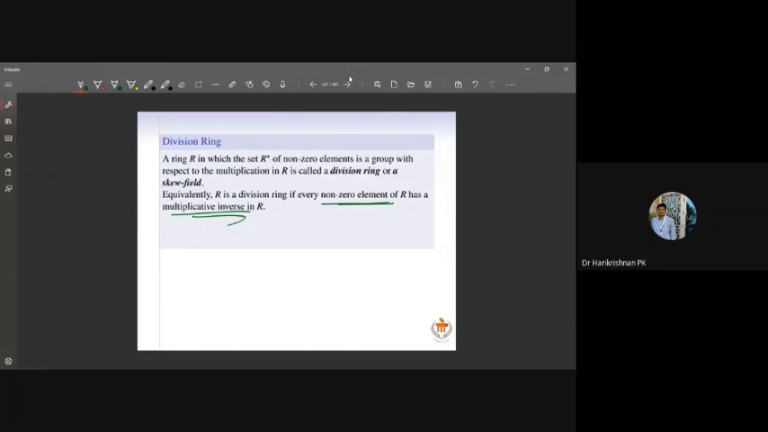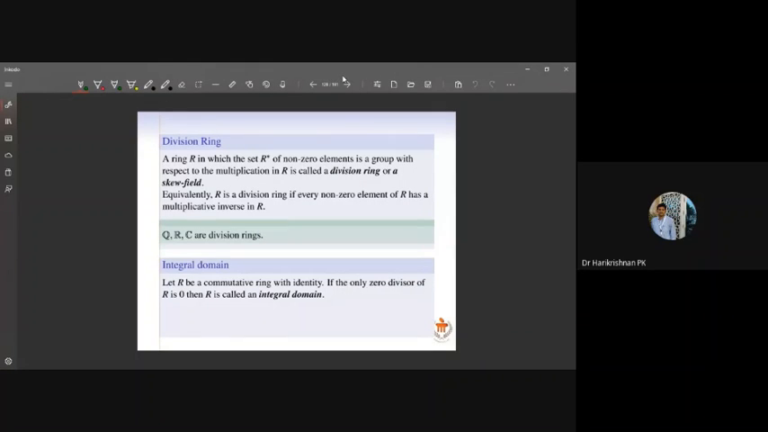Because here you know that in a ring R, R with multiplication is a semigroup. We take the collection of all non-zero elements of R as R star. If it is a group with respect to multiplication, then we call it a division ring. That means R is a division ring if every non-zero element of R has a multiplicative inverse. The very simple examples of division rings are Q, the set of all rational numbers, real numbers, as well as complex numbers. They are division rings.